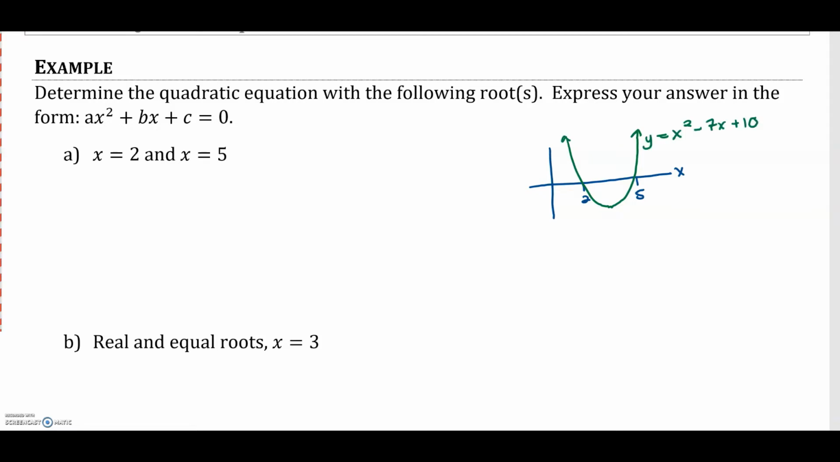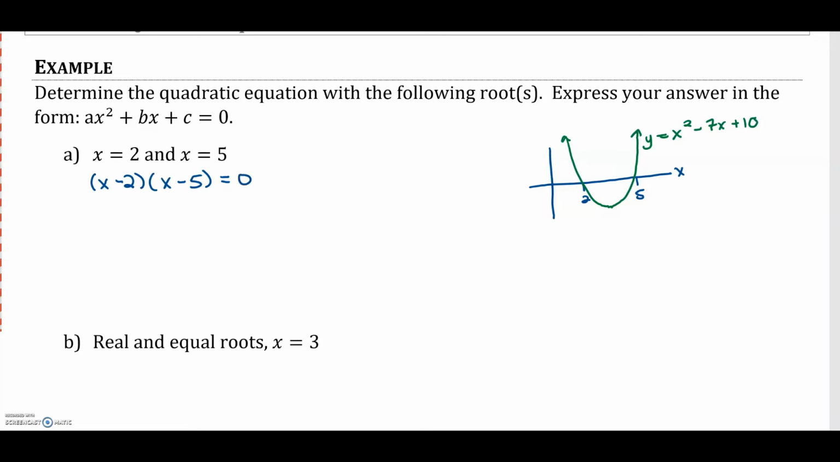Given our solutions of x equal to 2 and x equal to 5, we can write this as a quadratic equation where we have x minus 2 and x minus 5. Remember that the roots are the result of solving for the linear equation where we have x plus or minus a value is equal to 0.